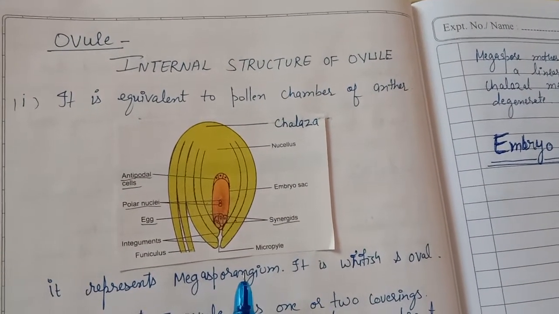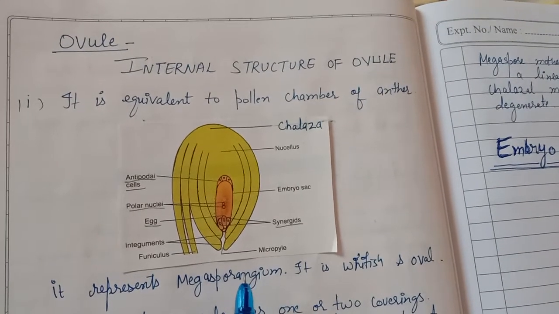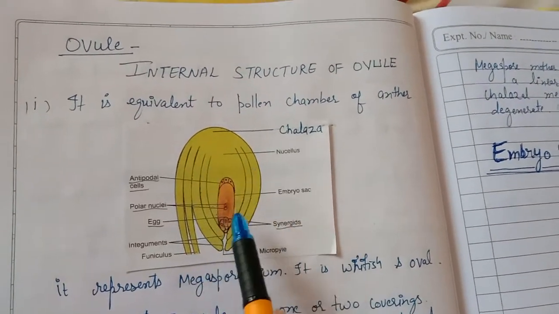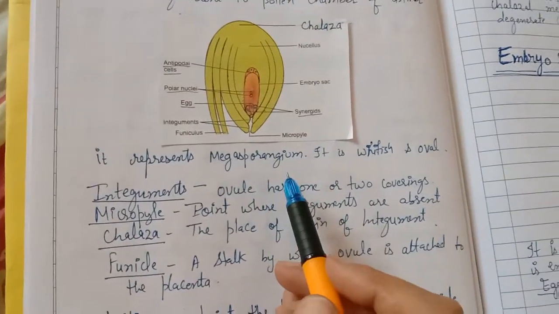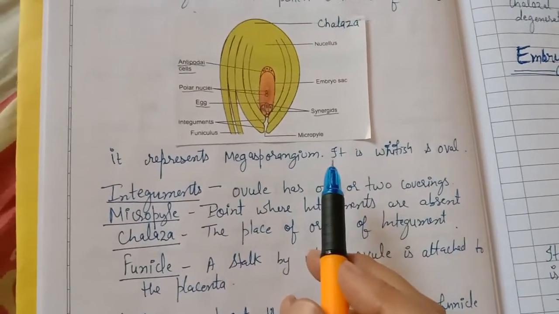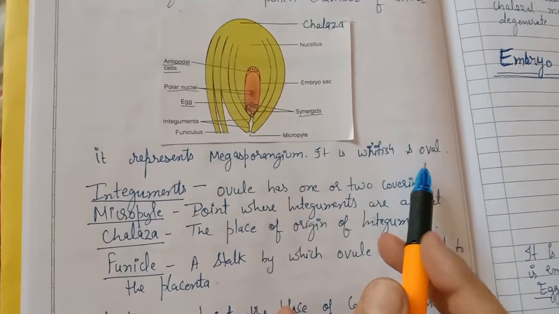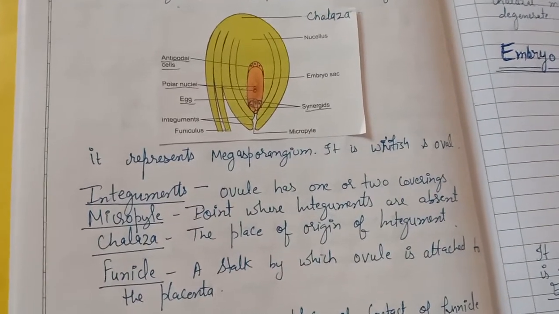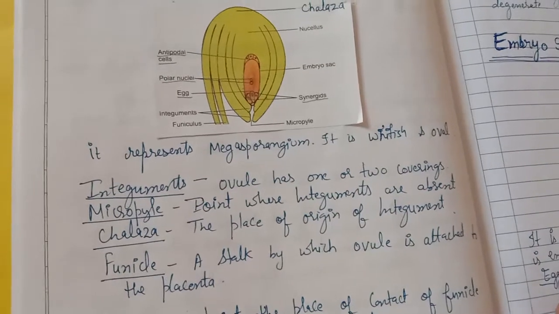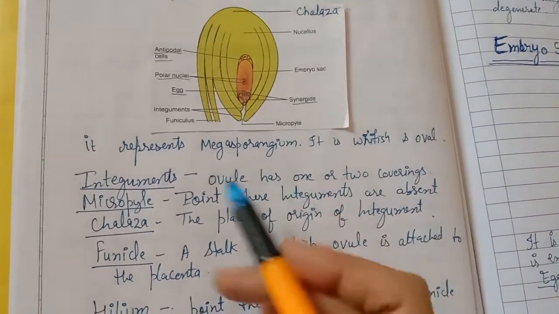Okay, the pollen grains, you know, are the male gametes, and the ovules are the female gametes. It represents the megasporangium. It is whitish and oval. The ovule is basically whitish and oval.